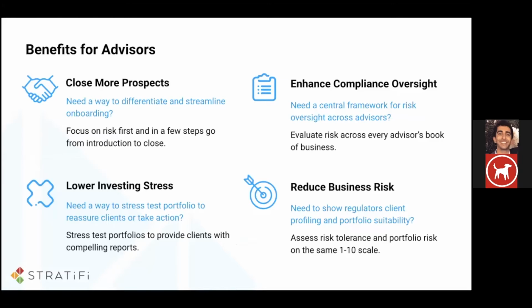Then, of course, there's enhancing compliance oversight and making sure that, not only are your clients in line with their investment objectives, but the advisors at the firm are also in line with what their clients' investment objectives are. And then finally, we look at reducing business risk. Now, I know that's 4 vastly different points. So in today's call, I just want to focus on how you can use Stratify with prospects.